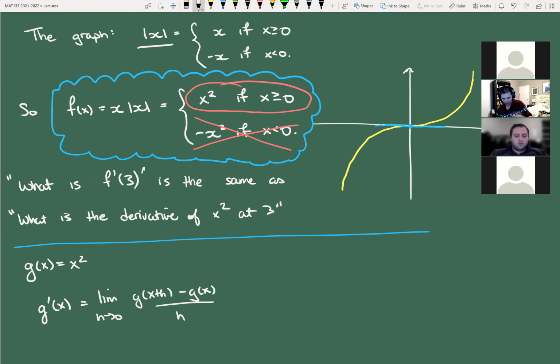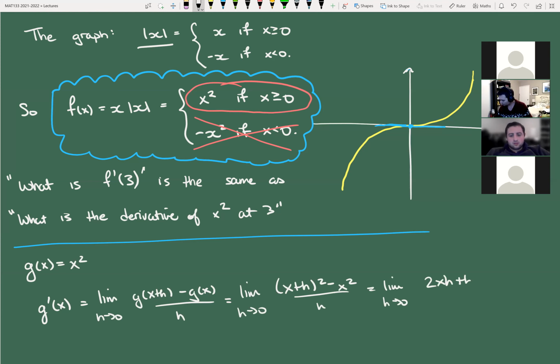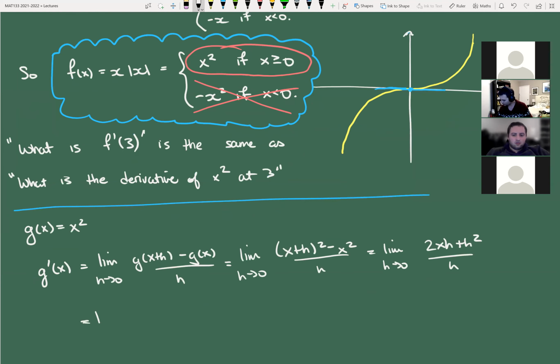In this case, unlike the rational question that we did earlier, it isn't actually that much more work. So this is going to be x plus h squared minus x squared divided by h. I'm going to skip some steps here because this isn't the problem that we're actually working on. But if you work this out, you get 2xh plus h squared divided by h. Certainly the h's cancel. h goes to 0.